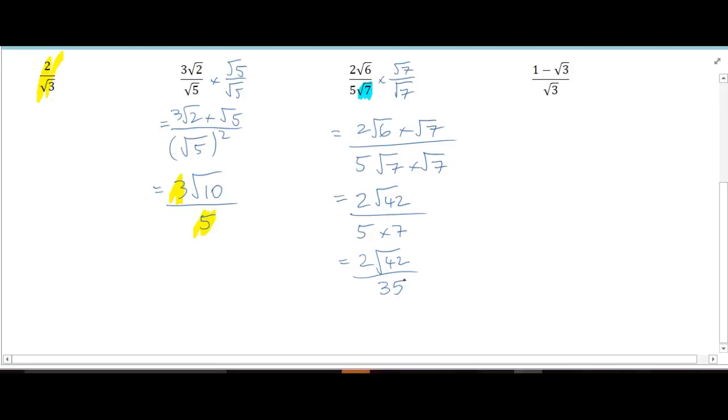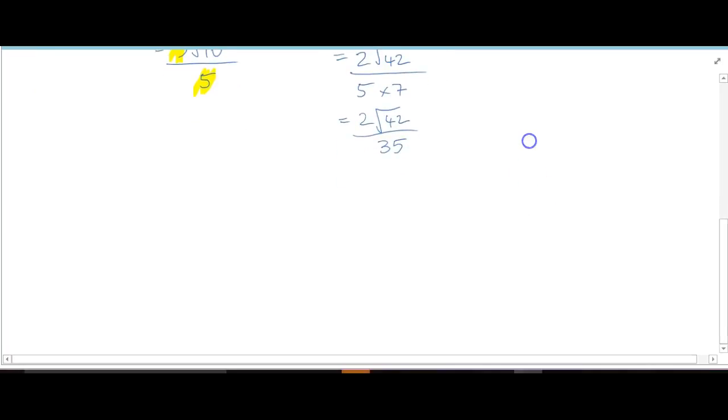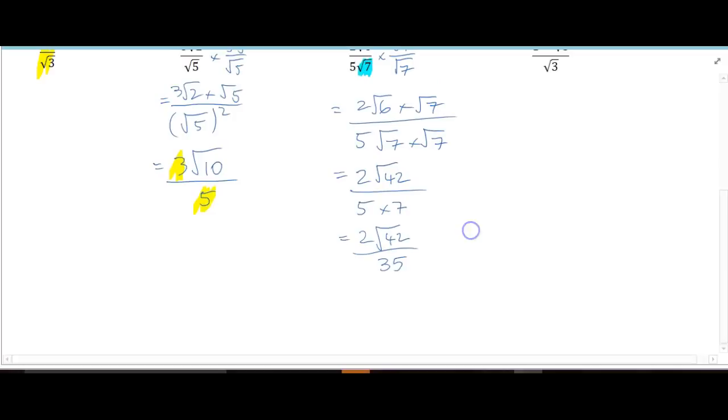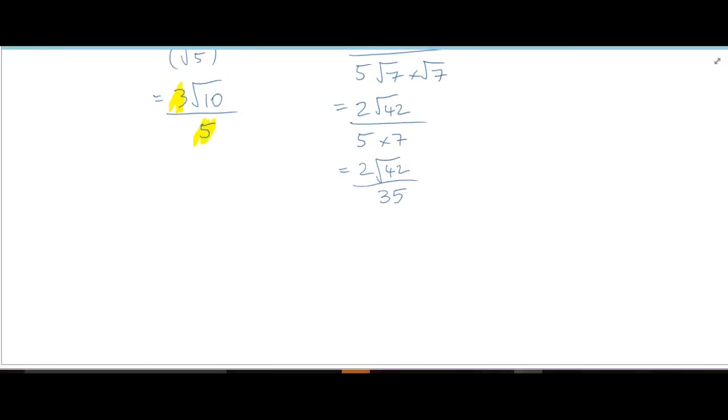Actually, there is something more we can do there. If you can simplify a surd, you should. So you look at 42, and does it have any square factors? I don't think so. That's okay.